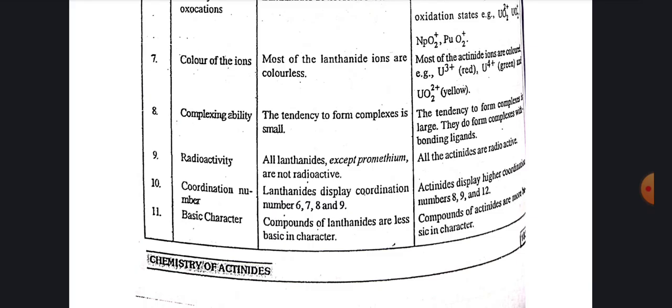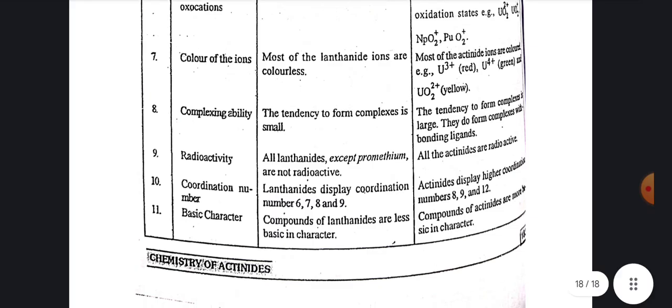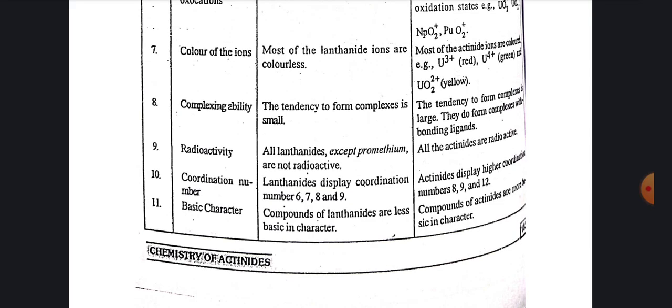Radioactivity: all lanthanides except promethium are not radioactive. Coordination number: lanthanides display coordination numbers 6, 7, 8, 9, while actinides display coordination numbers 8, 9, 12. Compounds of lanthanides are less basic in character. Compounds of actinides are more basic in character.